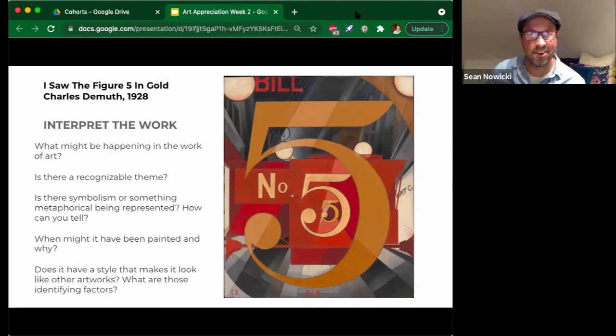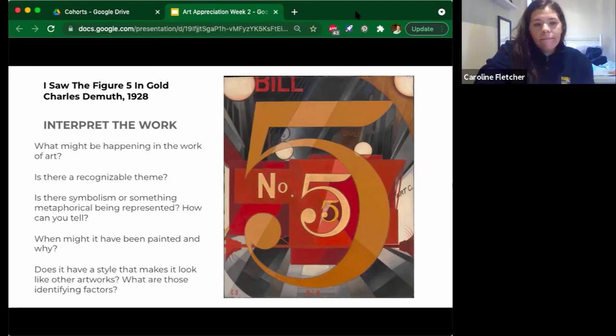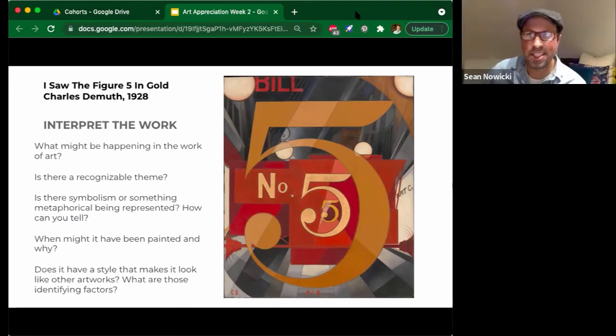Well, that Gatsby thing is great, right? Because this is the roaring 20s that this was made in. So there could be something to that. I think we've discussed 5 is the recognizable theme, and maybe city life. There might be another recognizable theme.